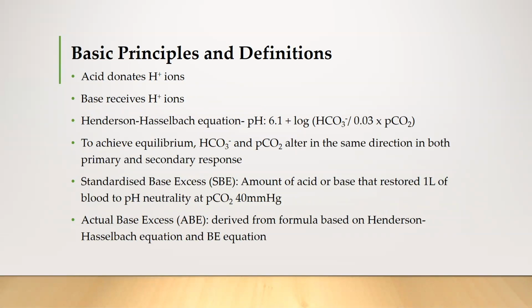So some basic principles and definitions. An acid donates hydrogen ions, a base receives the hydrogen ions, and according to the Henderson-Hasselbalch equation, the pH is equal to 6.1 plus log bicarb divided by 0.03 times PCO2. Usually, to achieve equilibrium, the bicarb and the PCO2 will alter in the same direction in both a primary and secondary response. The standardized base excess is the amount of acid or base that restores 1 liter of blood to normal pH at a PCO2 of 40 mmHg. The actual base excess is derived from the formula based on the Henderson-Hasselbalch equation.